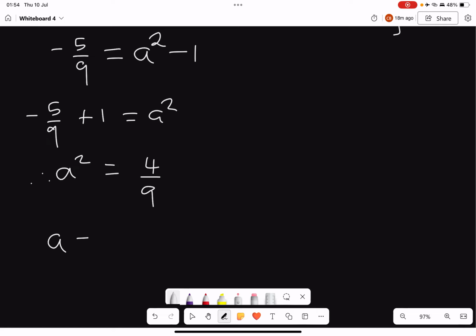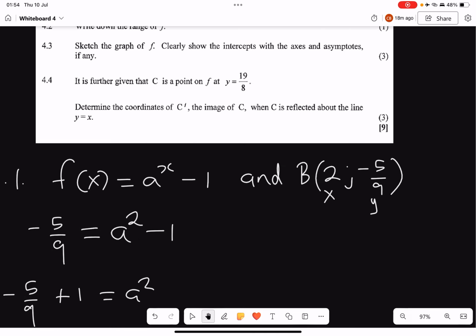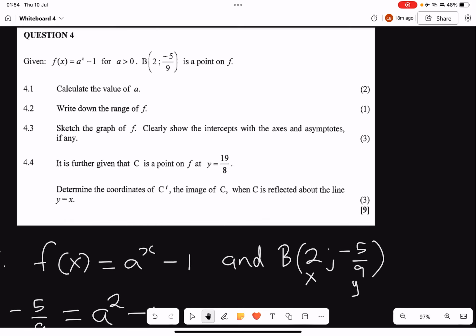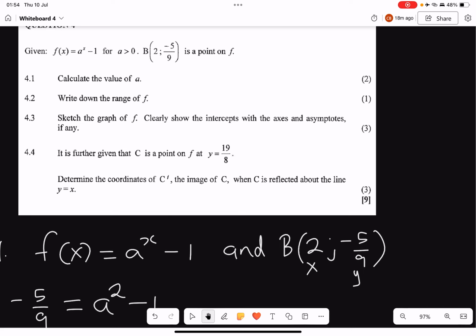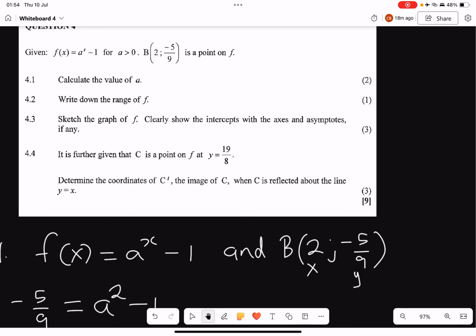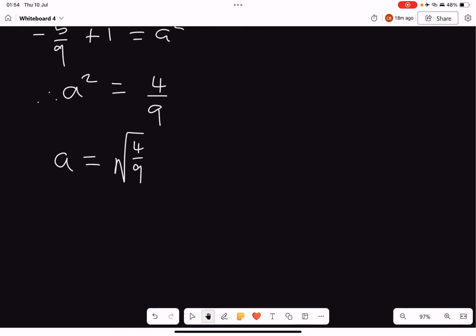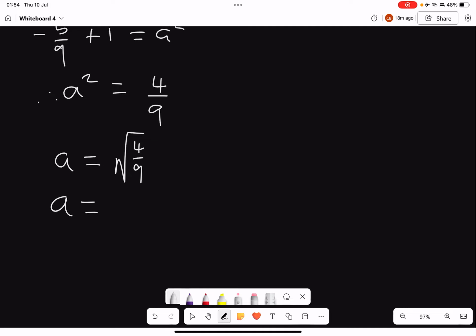Therefore, we're going to take a square root. We're going to say a equals the square root of 4/9. But we don't write plus minus because we are told that a is bigger than 0 from the main question, so a must be positive. So we don't put plus minus, as per the norm, which is 2/3. And that is the value of a.